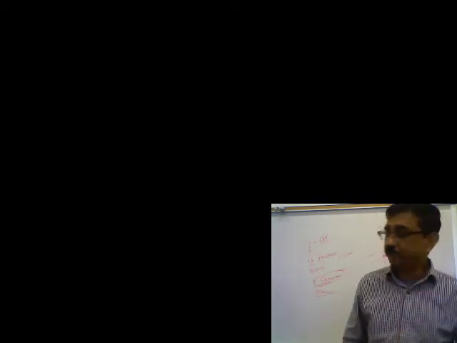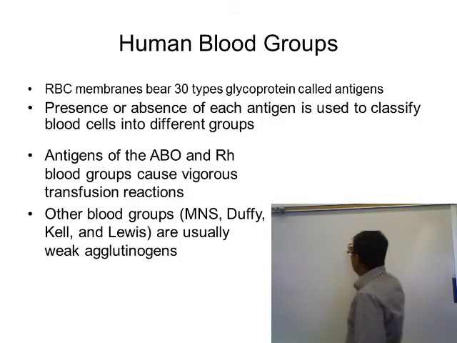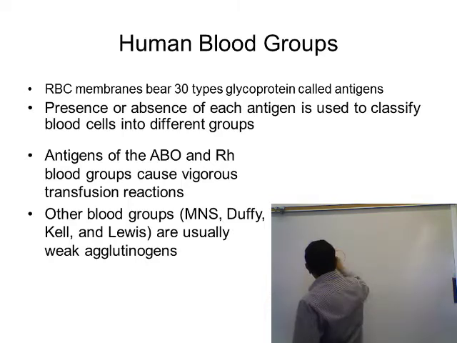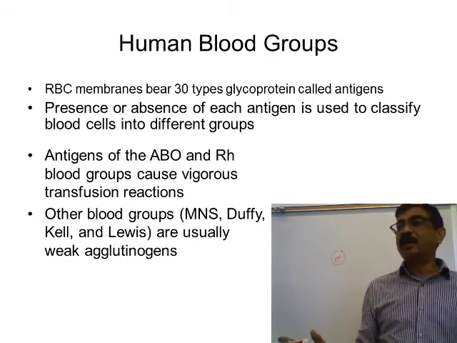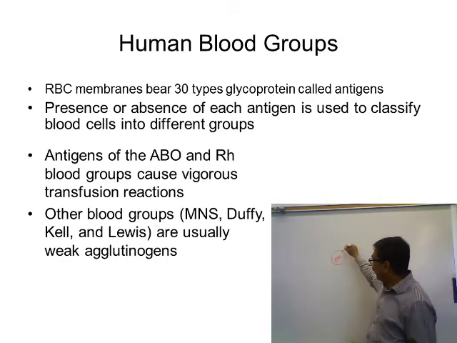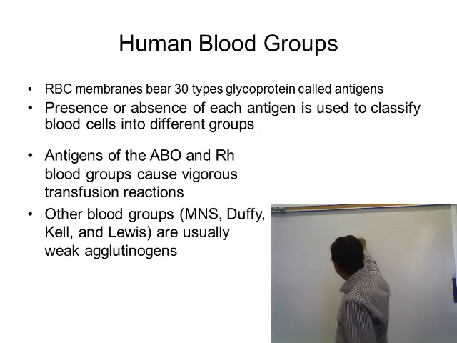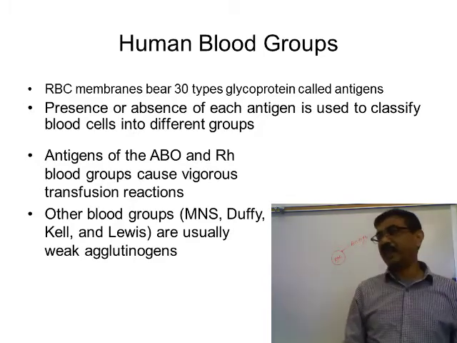Quickly, I will go over this blood typing. Blood type depends on the presence or absence of antigen on the surface of the red blood cell. Very simple. Blood type depends on the presence or absence of antigen on the surface of the red blood cell. That determines your blood type.